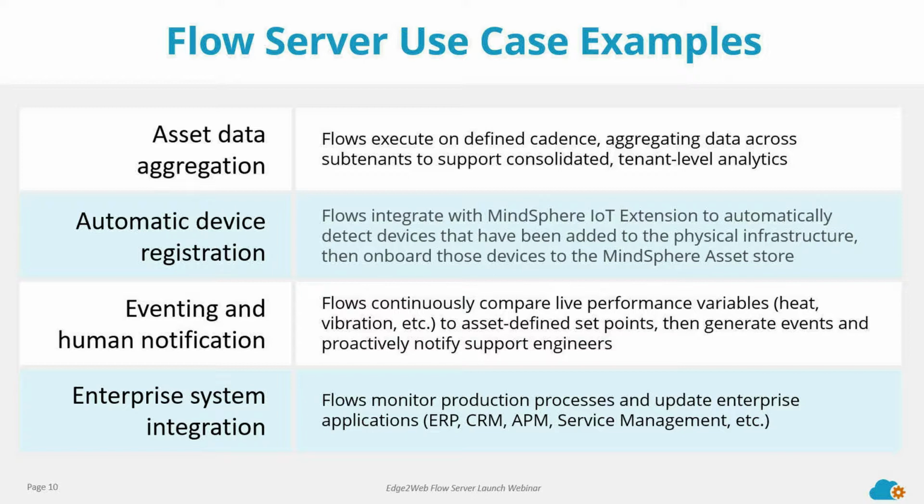Eventing and human notification, we've got a couple of guys out there today who have got flows that are continuously comparing live performance data, whatever the metrics may be, to the set points that are on each of those assets. And whenever the live data goes outside of the set point ranges, those flows generate events and write those events to the MindSphere Event Store and proactively notify support engineers through the MindSphere notification services to let them know that there's probably something they need to look at.